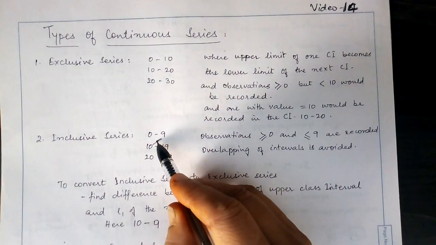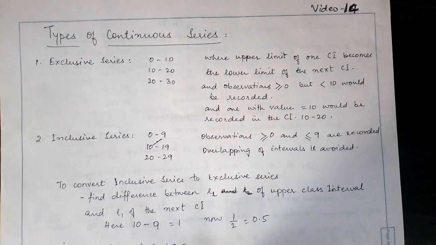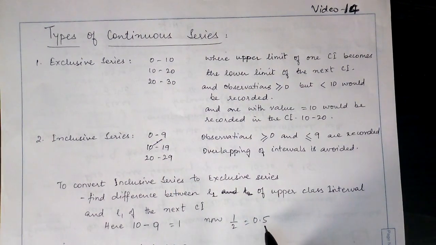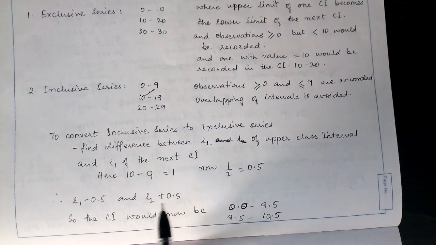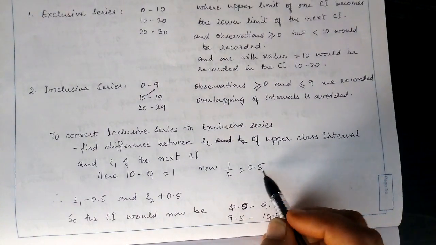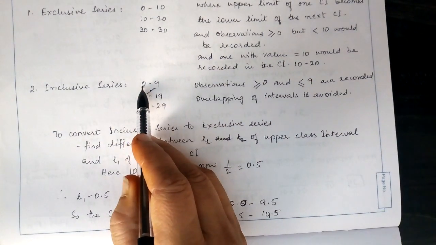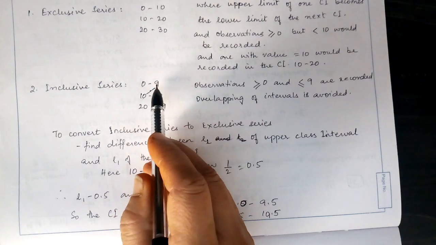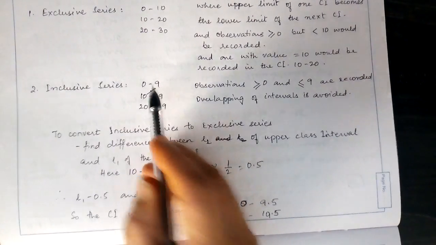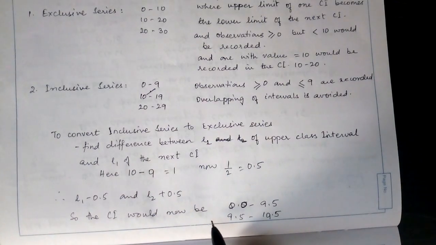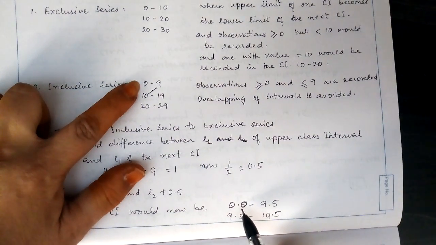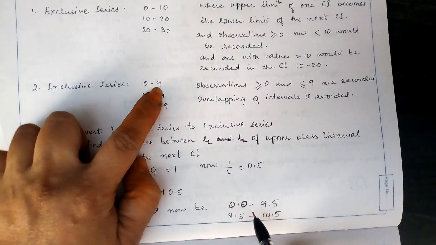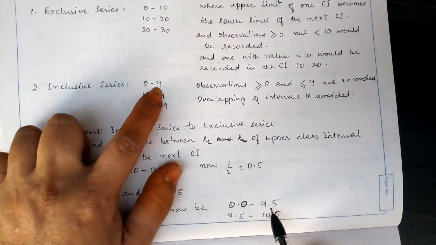Now we have to find a value midway between 9 and 10. So half of that value will be equal to 0.5. Now what we do over here is that we subtract this value from the lower limit, and add the value to the upper limit. So then the class intervals would become 0, since it is 0 we don't have a negative value, to 9 plus 0.5.